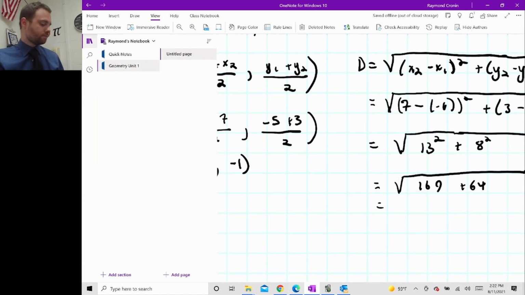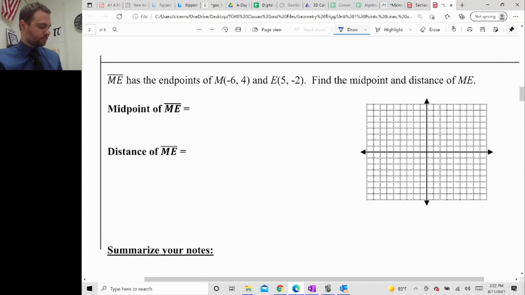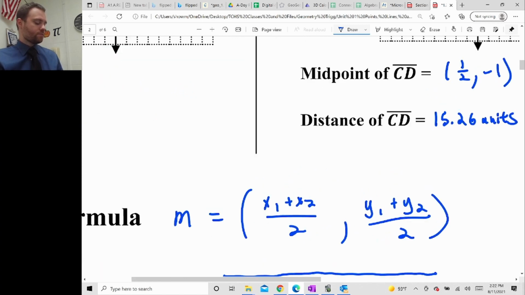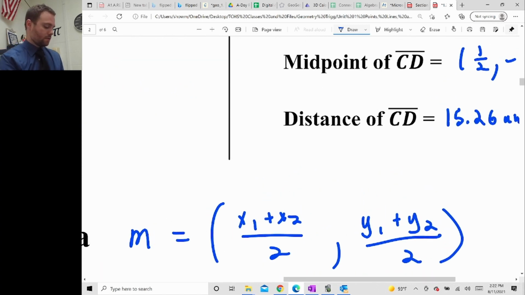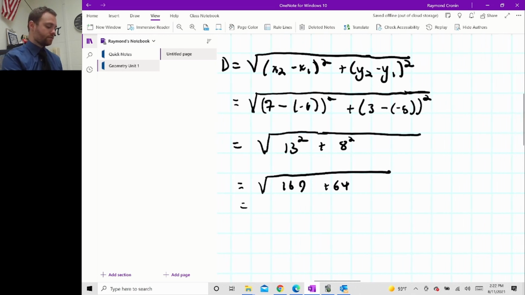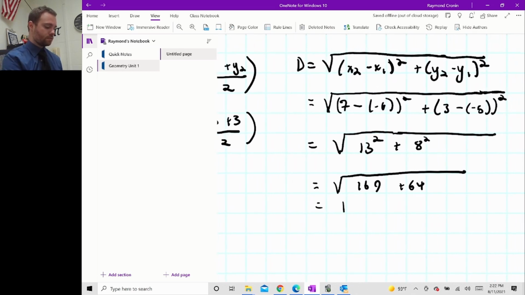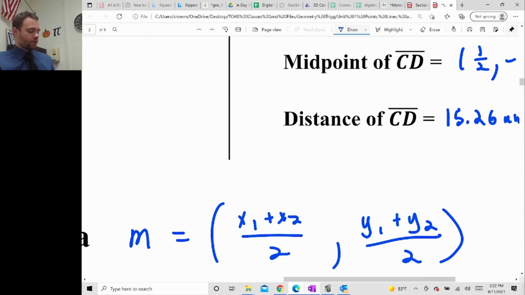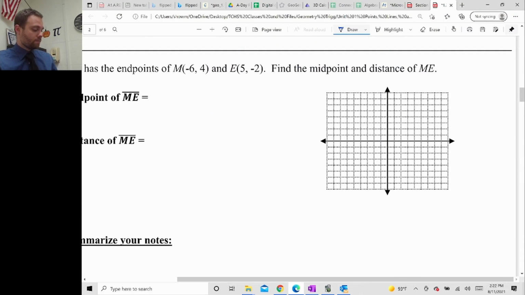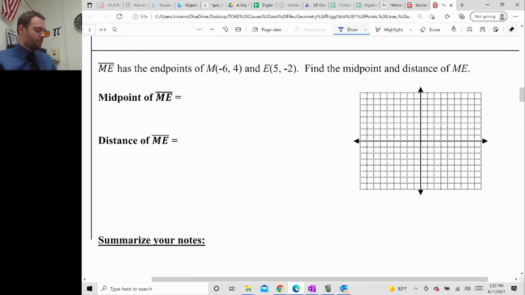So where we left off was that the distance of CD is 15.26 units, which comes from all of this work here. And we were on another example of finding the midpoint and the distance of a segment.